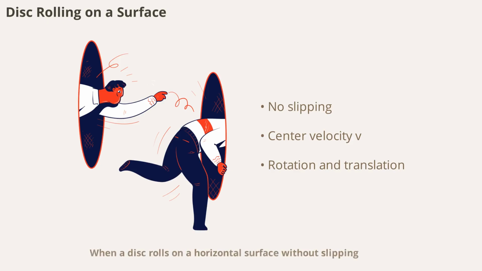When a disc rolls on a horizontal surface without slipping, every point on the rim comes into contact with the surface momentarily at zero velocity. The center moves forward with velocity v, while the disc also rotates with angular velocity omega. This combination of motions is what makes rolling unique and efficient for transport.